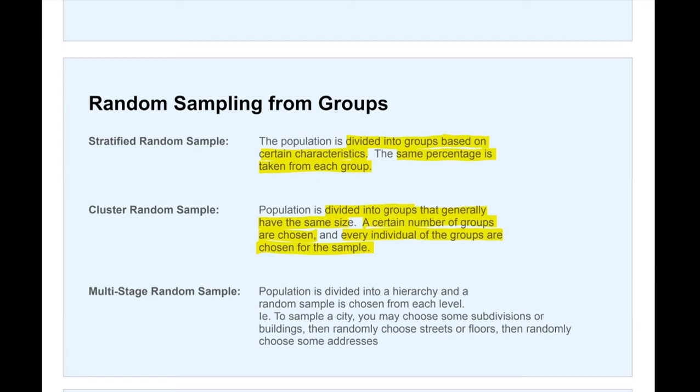Multi-stage random sample, the population is divided into a hierarchy and a random sample is chosen from each level. So say maybe to sample a city, you may choose some subdivisions or buildings, then randomly choose streets or floors, then randomly choose some addresses. It could be we take the school population, we divide it in half, divide it in half again, and divide it in half again, and that last half is who we're sampling. So as long as there's stages to it.